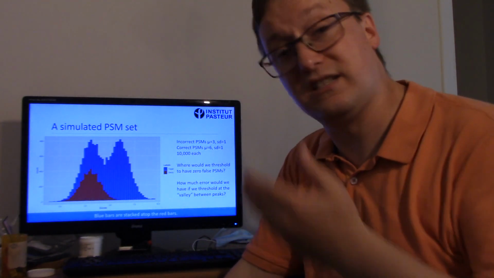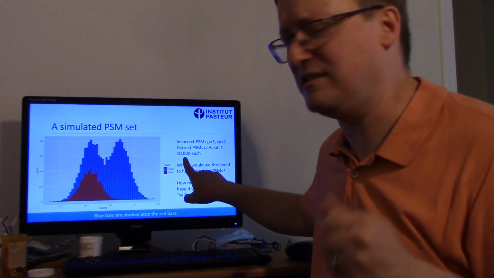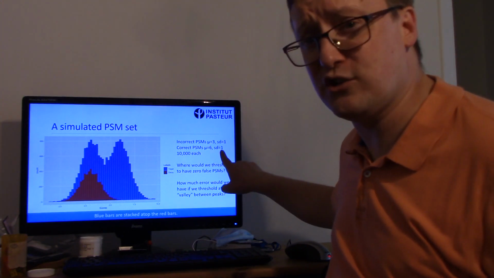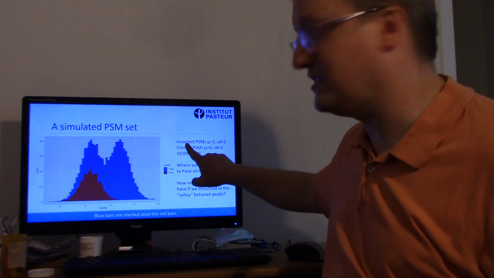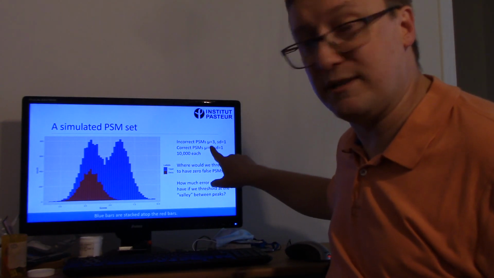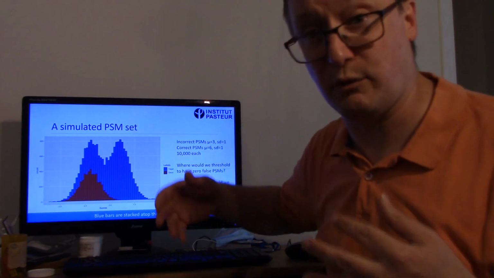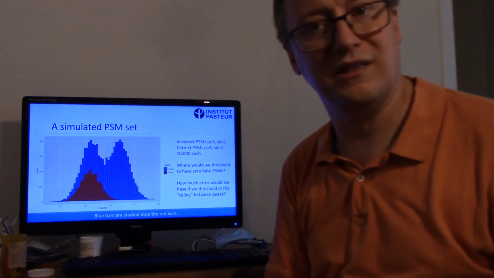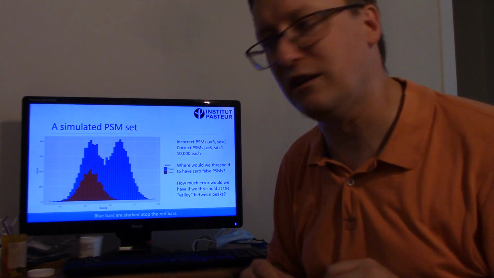So I decided to simulate a data set. We have 10,000 correct PSMs that have an average score of 6 and a standard deviation of 1. That's represented by this hump over here. And we have a set of incorrect PSMs that have a score that's lower typically. So we had an average of 6 for the correct ones and an average of just 3 for the incorrect ones. But again, a standard deviation of 1. This is a fake score. It's just a model to help us understand it.